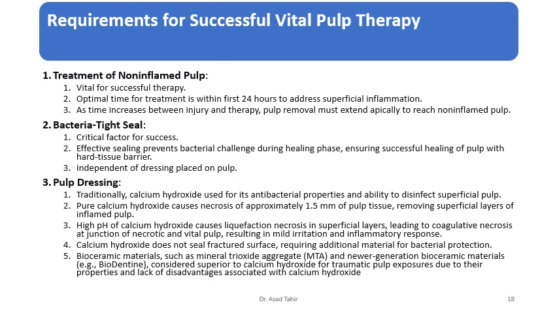Requirements for successful vital pulp therapy. Treatment of non-inflamed pulp is vital for successful therapy. Optimal time for treatment is within the first 24 hours to address superficial inflammation. As time increases between injury and therapy, pulp removal must extend apically to reach non-inflamed pulp.